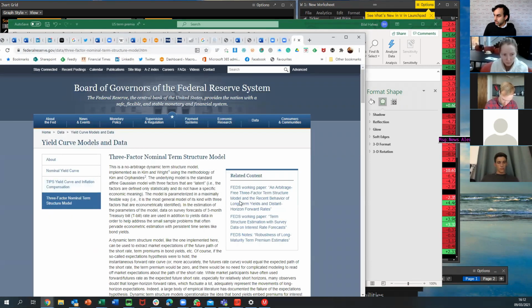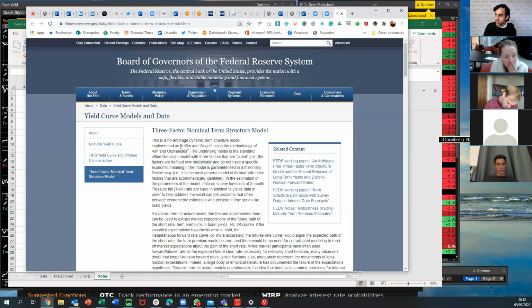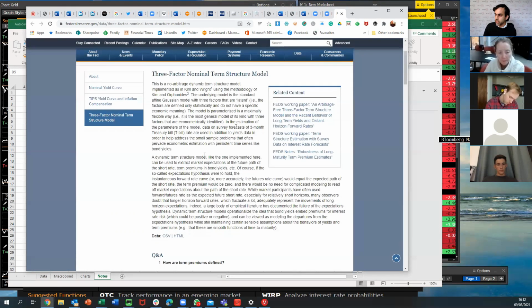This one, the KW, stands for Kim and Wright, which is the name of the authors, but I've got the link here and I can send it to you. This explains the three-factor term structure model and, in their paper, how they come up with it.